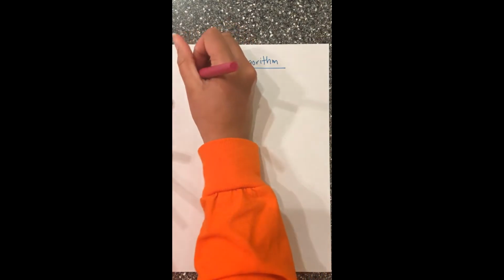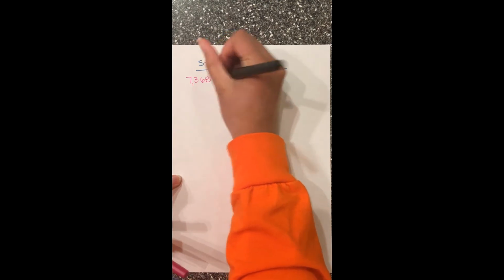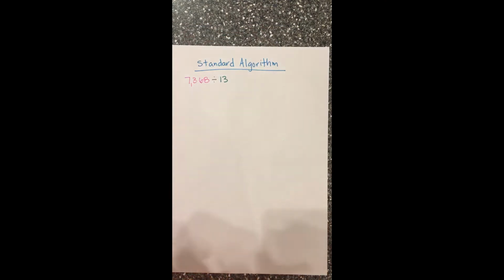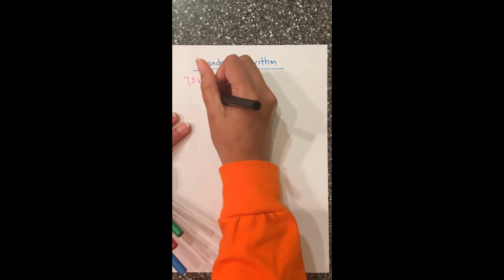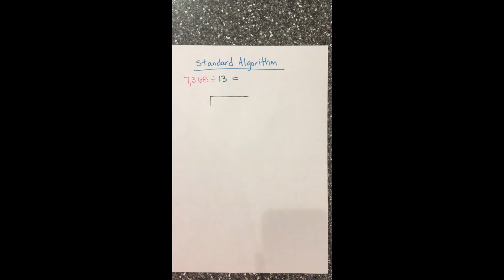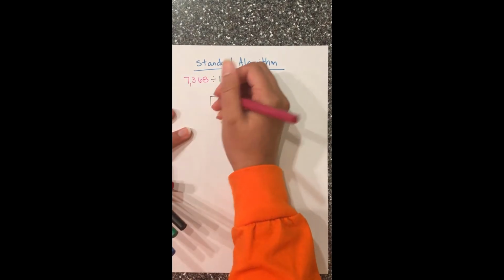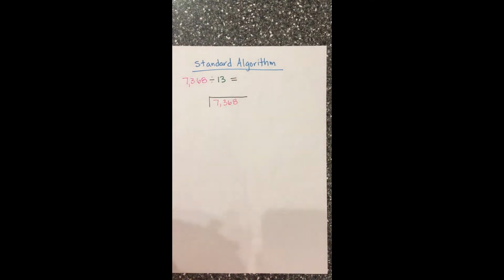Our dividend is going to be 7,368 divided by 13. So we set up a problem that kind of looks similar to our partial products, except it doesn't have a big long tail, so it's not like a lucky 7. And we place our dividend on the inside, and we place our divisor on the outside.